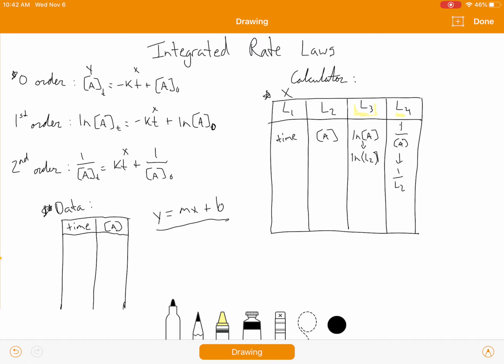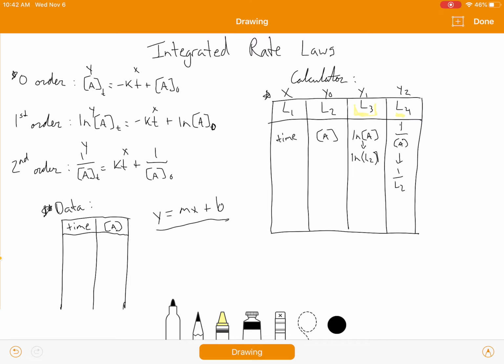If you'll notice, in zero order, y is just the concentration. In first order, y is the natural log of the concentration. And then for second order, y is the inverse concentration. So what you want to do is a linear regression for each situation.